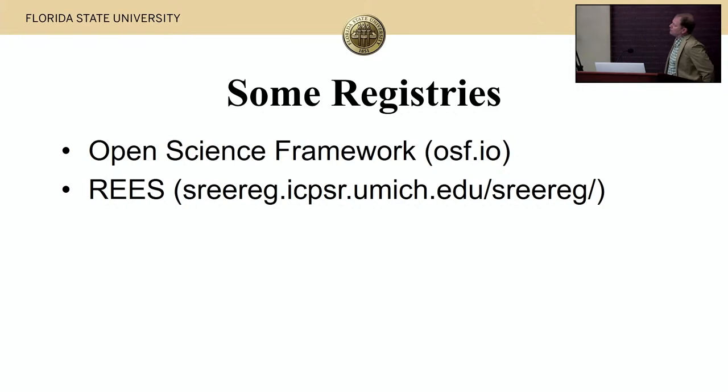Some registries: a very general one is the Open Science Framework. Another one in my world is the REES, which is actually hosted at ICPSR, where the previous speaker was talking about, and stands for the Registry of Educational Effectiveness Studies. The general recommendation, following FAIR principles and so forth, is to pre-register your study in a registry that's as specific to the domain in which you're working as possible. In biology, for example, there are many different registries or places where you can share data. In education, there aren't as many. We're still catching up on this idea.